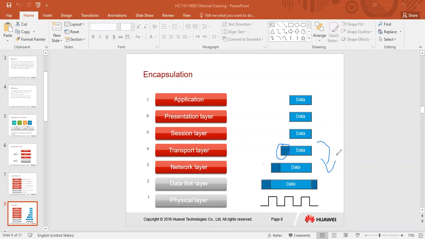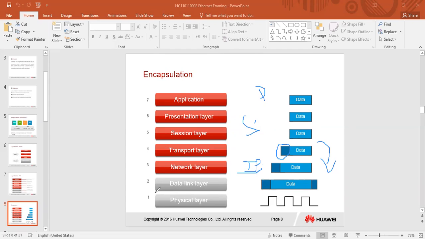At the network layer, some further headers are added, which are in the form of IP addressing, meaning the source IP address and the destination IP address. Source is the transmitter while destination is the receiver.